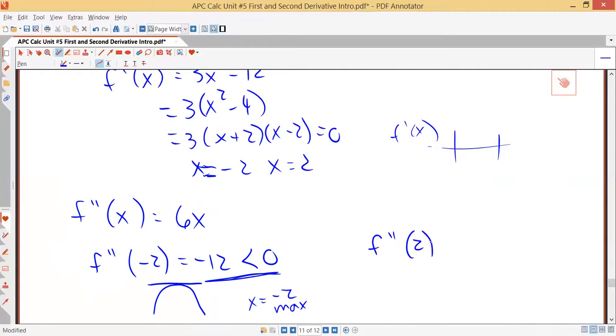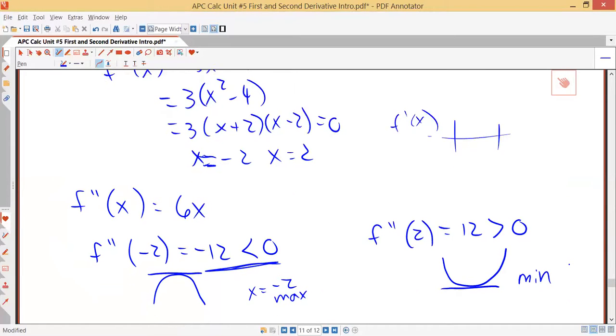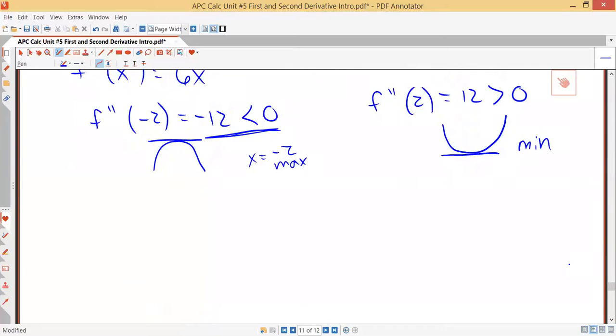If I plug in +2 to the second derivative, I get 12, which is greater than 0. That tells me that my graph is concave up like a cup, which means that I have to have a minimum. So the nice thing about the second derivative test is you actually don't have to sign test. So let's see how we would do this.